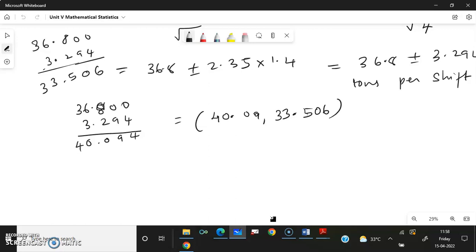Now we will go to the next sum. What is the next sum? Okay, estimating the population proportion. Next topic we will see. Previously we saw estimating the population mean. That was our previous topic. Now we go to the next topic.